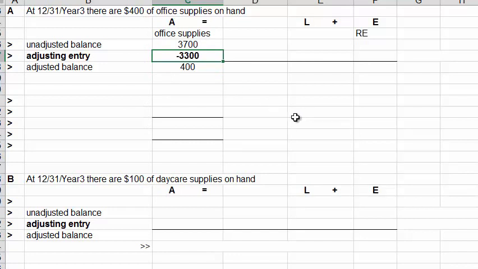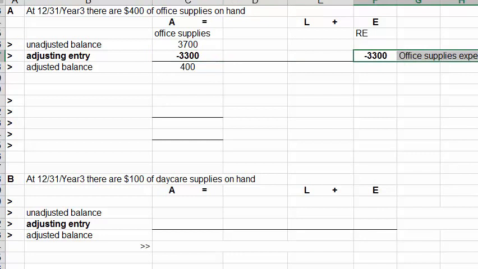What's the other side of that entry? Well, why are we making this correction? Because throughout the accounting period, we used up office supplies. We just have never recorded the fact that we used them up. Every time we purchased office supplies, we put the cost into this account. But when people went and took a ream of paper or a new stapler or whatever out of the closet, that never got recorded.